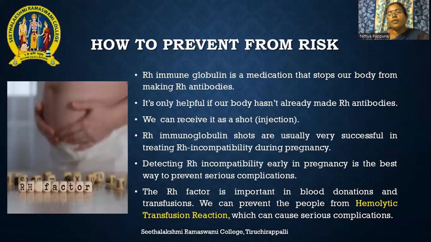How to prevent from risk? Prevention is better than cure. Rh immune globulin is a medication that stops our body from making Rh antibodies. It is only helpful if our body has not already made Rh antibodies. We can receive it as a shot, like an injection. Rh immunoglobulin shots are usually very successful in treating Rh incompatibility during pregnancy.